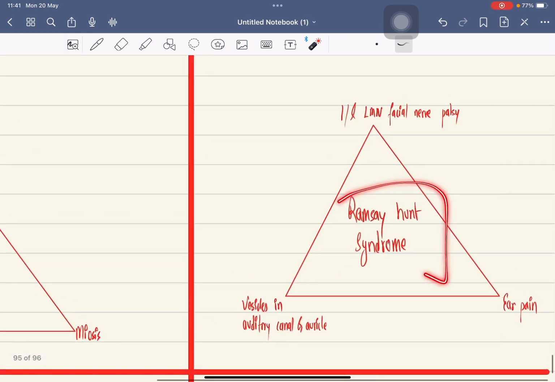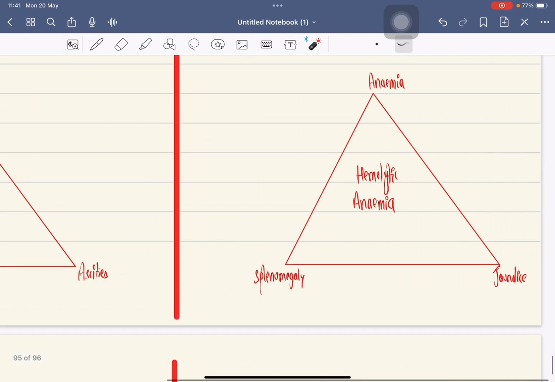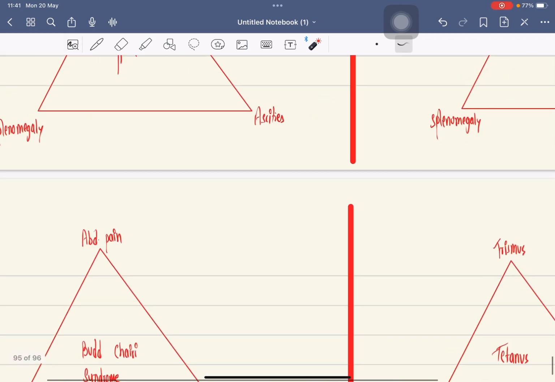We have Ramsay Hunt syndrome, which causes ipsilateral lower motor neuron type of facial palsy, vesicles in the auditory canal and the auricle, and ear pain. Next, we have portal hypertension, which results in varices, splenomegaly, and ascites. We have hemolytic anemia: splenomegaly and jaundice.